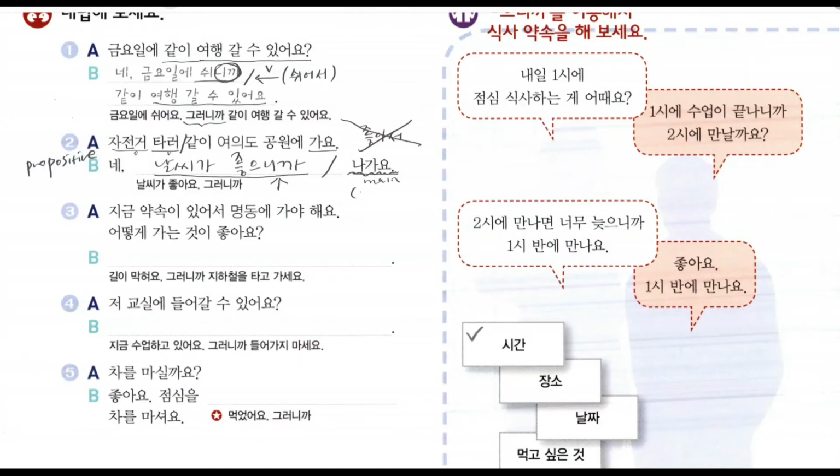자, number 3 봅시다. 3번. 지금 약속이 있어서 명동에 가야 해요. I have to go to 명동 because I've got an appointment. 어떻게 가는 것이 좋아요? 어떻게 가는 modifies got, isn't it? What is the base form? 어떻게 가다. To go how? So, how should I go? Going how is good, literally.